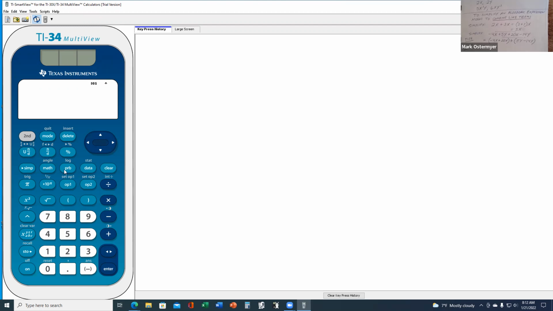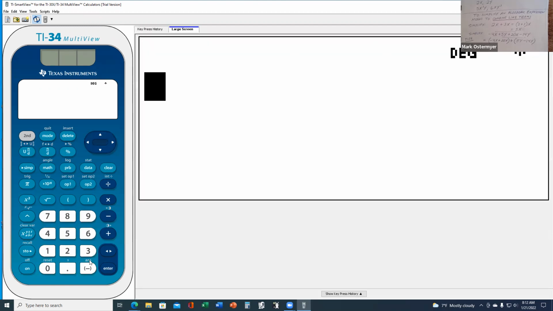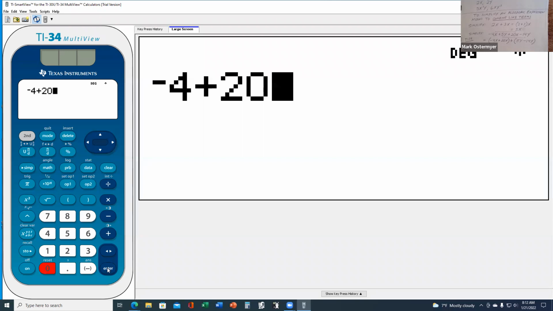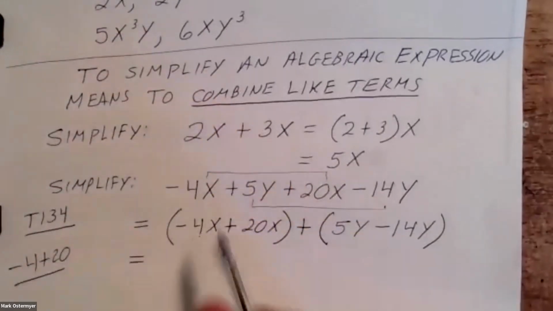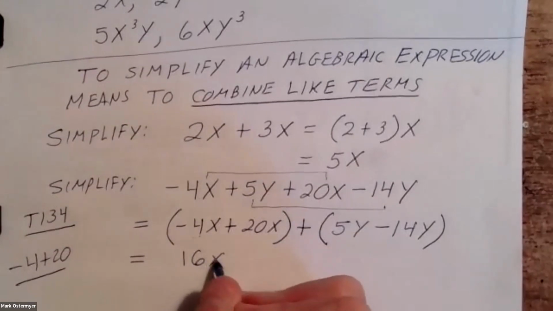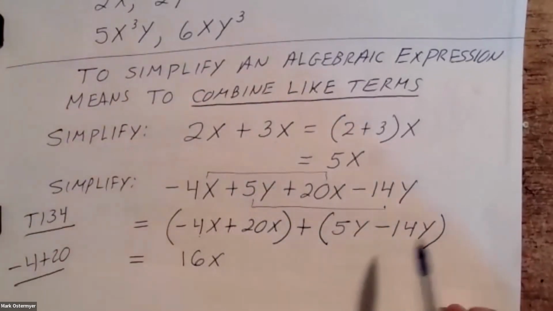Okay. All right, so how would we take a -4 plus 20? Well, at the bottom of my keyboard here is my negative button. This is your subtraction button. So I'm going to type in a -4 plus 20. And that's going to give me 16. So -4 plus 20 is 16. So therefore, -4x added to 20x is going to be 16x. These like terms combine to give me 16x.